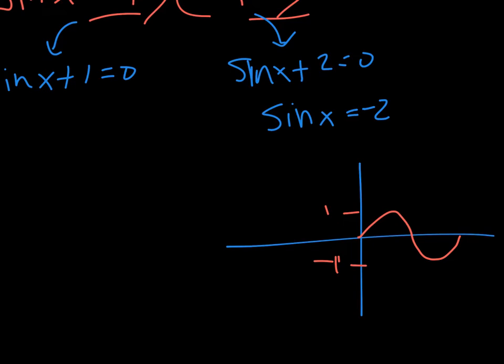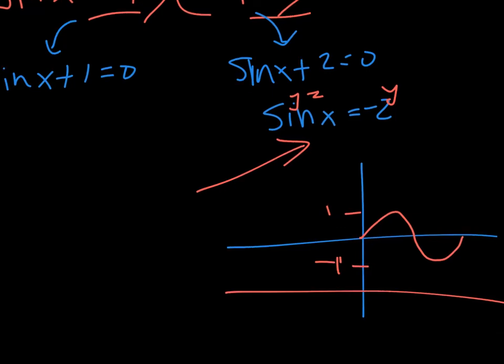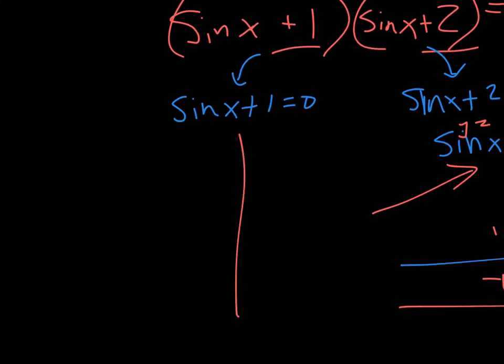It's like y equals sine of x is the graph. Y equals negative 2 would be a line that was running down here. And it's like, where do they intersect? They don't, ever. This one, no solution. This one, definitely a solution. Solve that one.